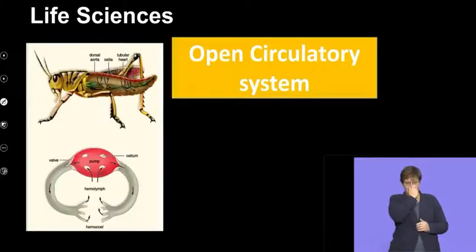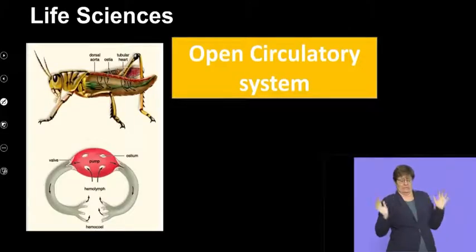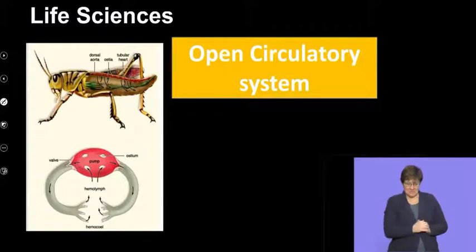Now, I want you to have a look at two concepts that we're going to have when we look at a transport system. Over here, what we have is an insect. Here is a little grasshopper. They scare me. I don't know why we put them on, but that's what we have over here.